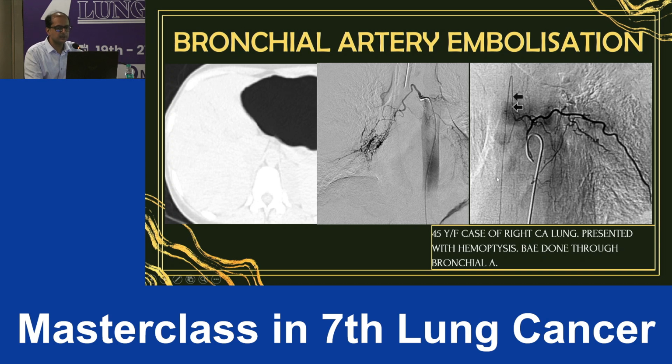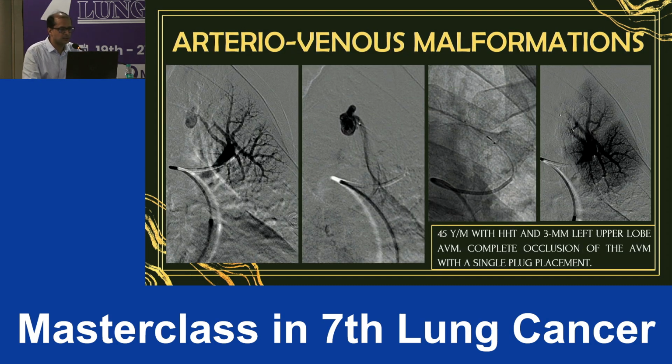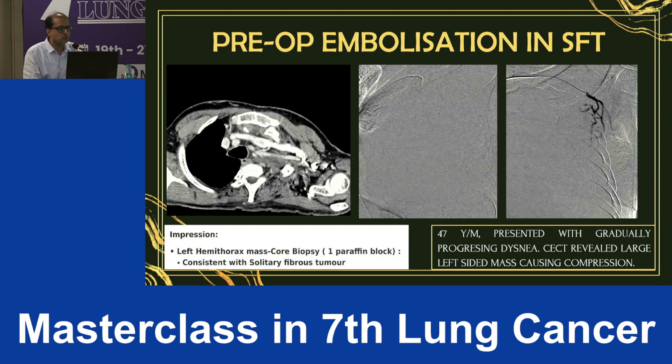This is the anterior spinal artery which is seen, and whenever we see this vessel, we do not embolize because that can lead to paraparesis and paraplegia. Whenever there is an arteriovenous malformation in the mass, that is when we can either do a plug or glue or anything.